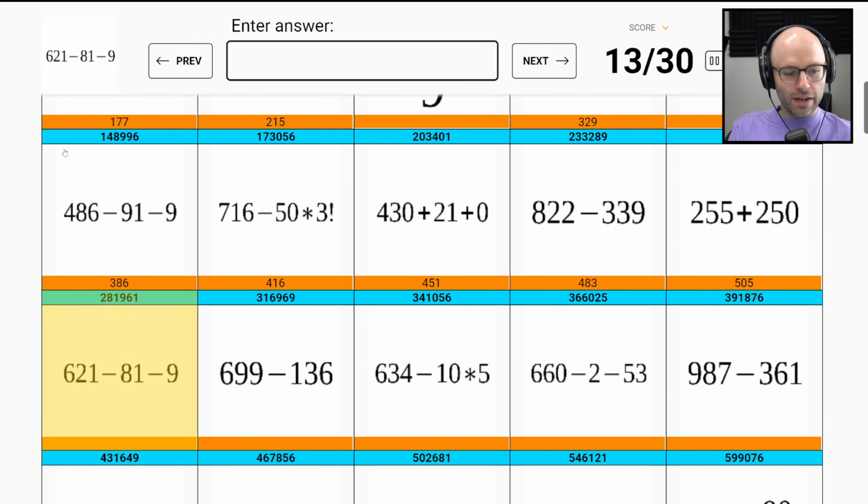I'm just typing it out again. 621 minus 81 minus 9. 621 minus 90 is 630? It's not 630. Take 1 off. Comes 640 minus 9. 631. Have I lost my mind? Wait, why would it be higher than 6? It's 531.